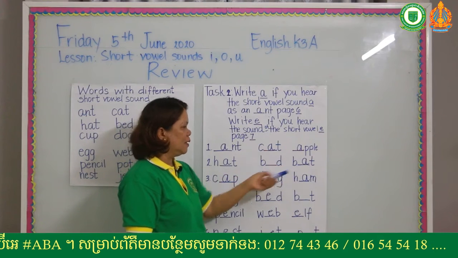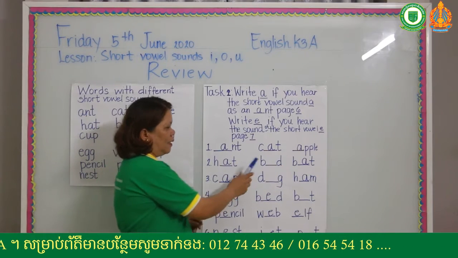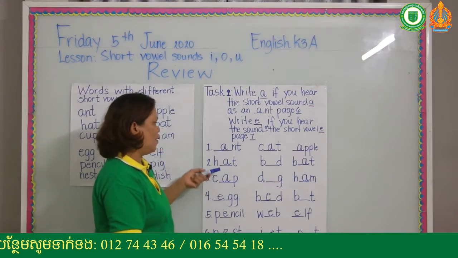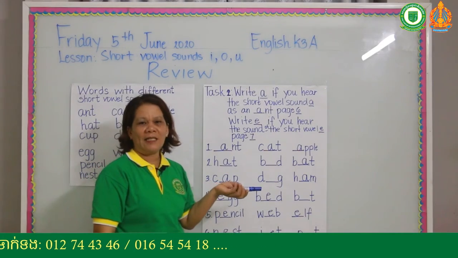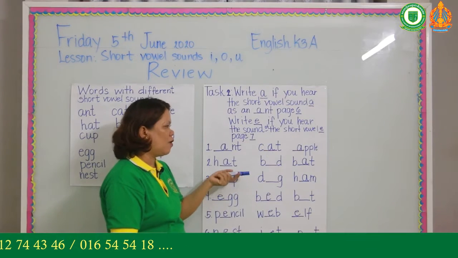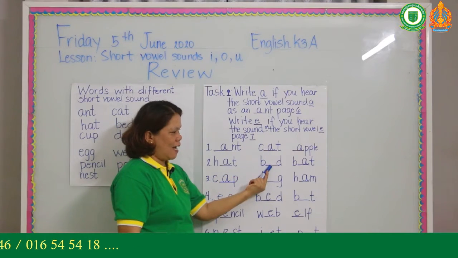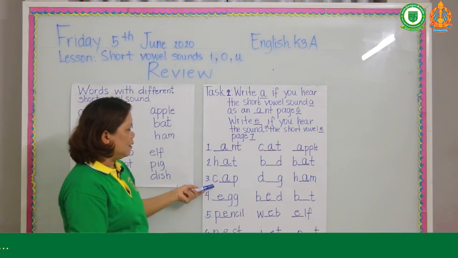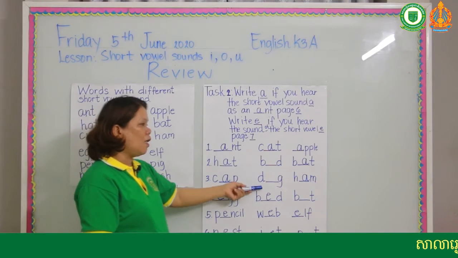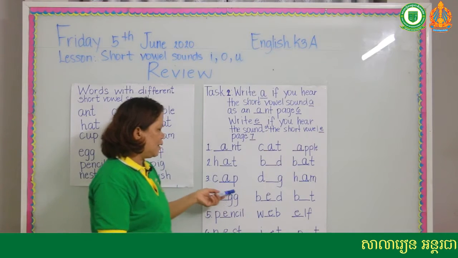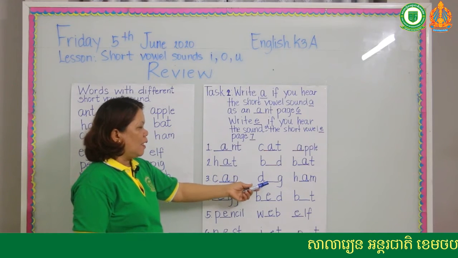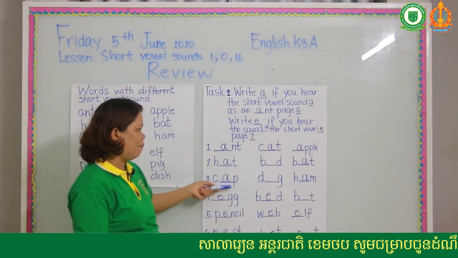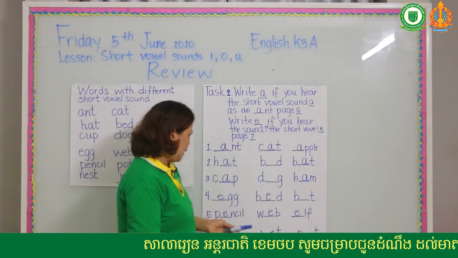And number 2, hat, bed, bat. Do not write letter E because the instruction is only if you hear the sound of short vowel sound A. This is not A. So do not write anymore. And number 3 also, cat, dog, ham. We should not write letter O because it's not A. So only cat and ham.